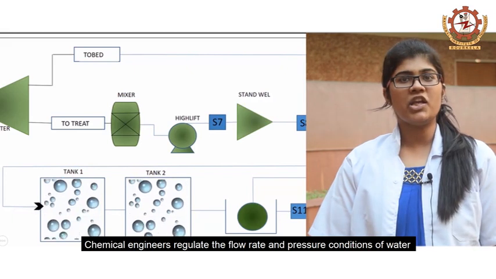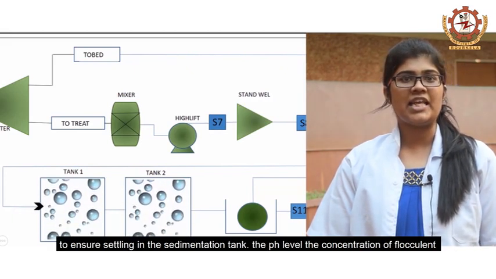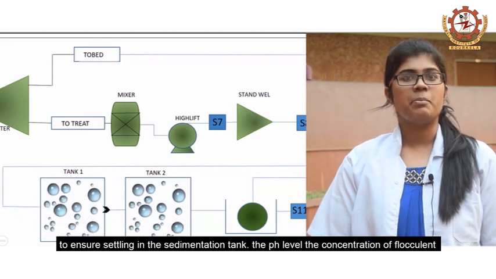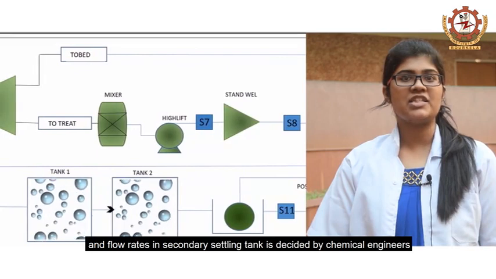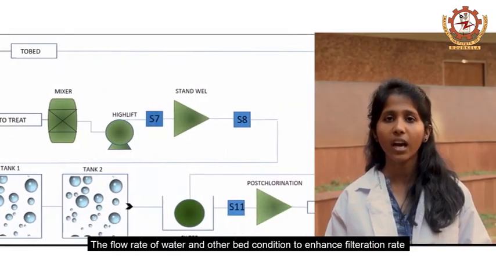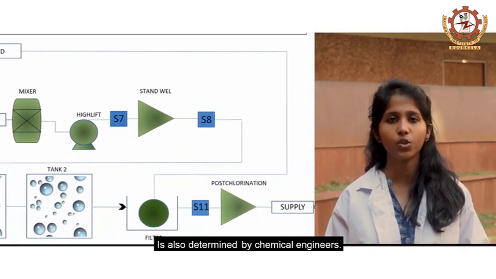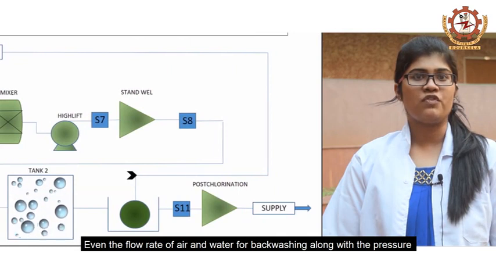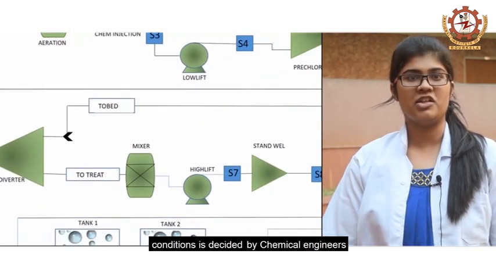Chemical engineers regulate the flow rate and pressure conditions of water to ensure settling in the sedimentation tank. The pH level, the concentration of flocculant and flow rates in the secondary settling tank is decided by chemical engineers. The flow rate of water and other bed conditions to enhance filtration rate is also determined by chemical engineers. The flow rate of air and water for backwashing along with the pressure conditions is decided by chemical engineers.